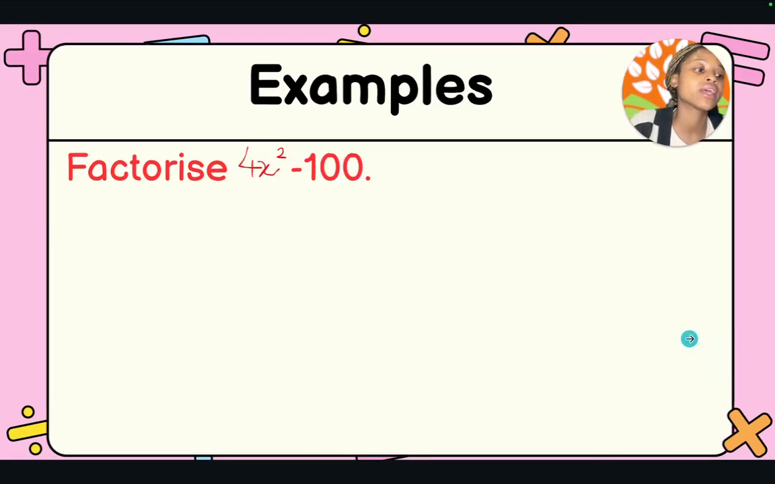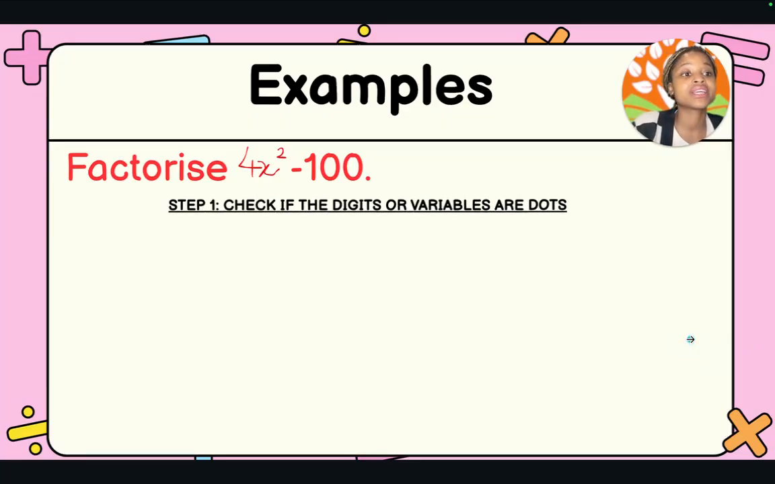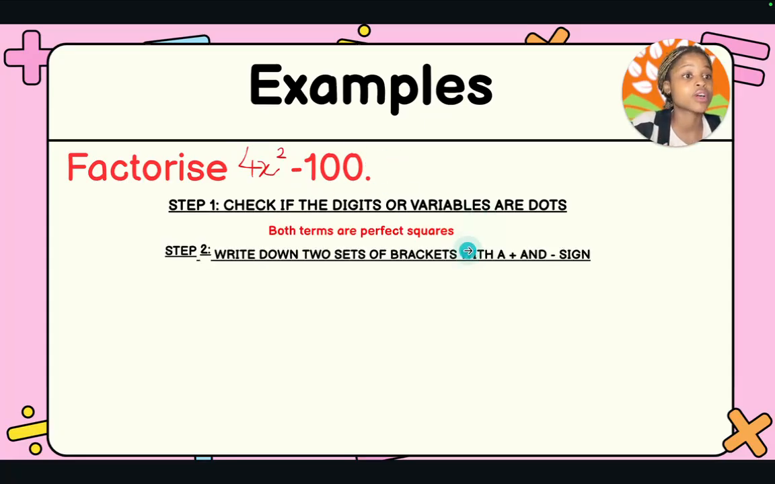Let's keep going. Then we've got 4x squared minus 100. So again, you check if the digits or variables are dots. The square root of 4x squared is definitely a perfect square, and this is definitely a perfect square. Okay, so both terms are perfect squares. Then you write down two sets of brackets to factorize this. Again, you know you're going to be factorizing using dots because there's a minus and both terms are perfect squares. Okay, so then you've got your brackets with the minus sign and a plus sign.